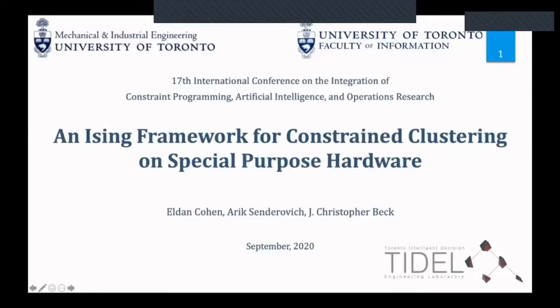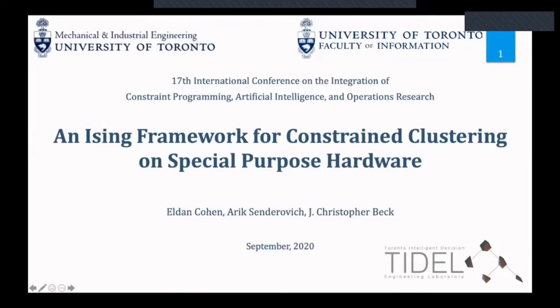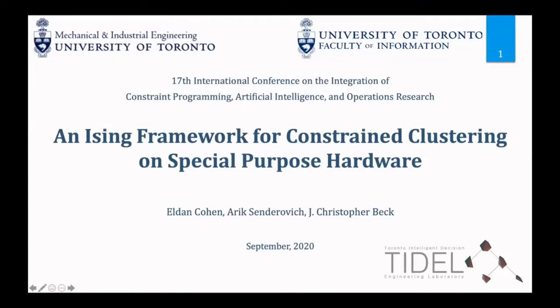Hello, my name is Eldan Cohen, and I am presenting our work, an Ising framework for constrained clustering on special purpose hardware. This is joint work with Arik Senderovich and Beck at the University of Toronto.